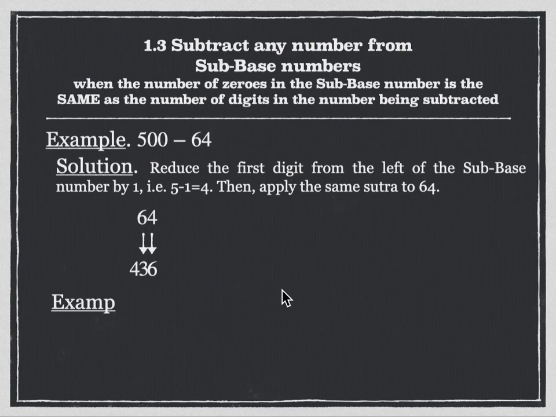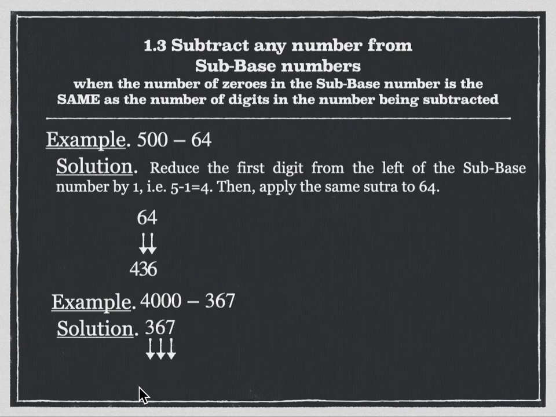So let's have one more example. Say we have 4,000 minus 367. How do we do this? Automatically, we're going to subtract 1 from 4. That's going to give us 3. So 3, and then all from 9 and the last from 10. This becomes 3,633.